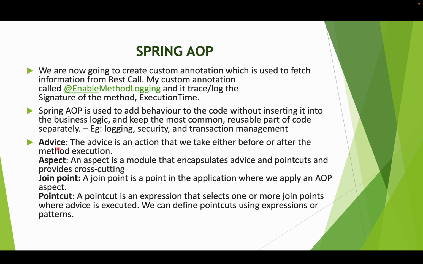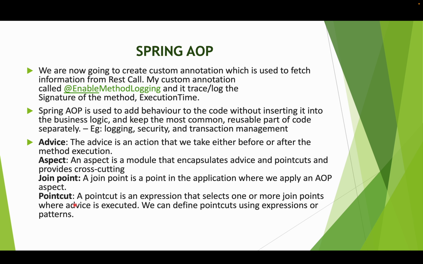If I have an advice in my aspect class, I need to apply that aspect somewhere. Then only my code will pick it up, and that point is called a join point. So a join point is a point in the application where we apply an AOP aspect. For example, I have written my custom annotation which will trace the signature of the method and the execution time. But somewhere in my code, I need to provide for which method it needs to pick up, or where exactly in the application it needs to pick up, and that is called the join point.